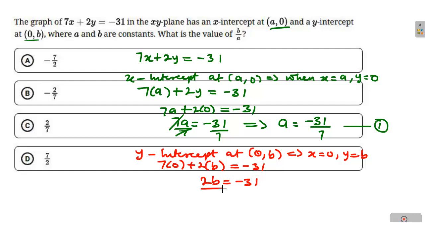Divide both sides by the coefficient of b, which is 2. So this implies that b is equal to -31 over 2. So I call this equation 2. We have gotten a and b. So the question says, what is the value of b over a? So that is the last thing.